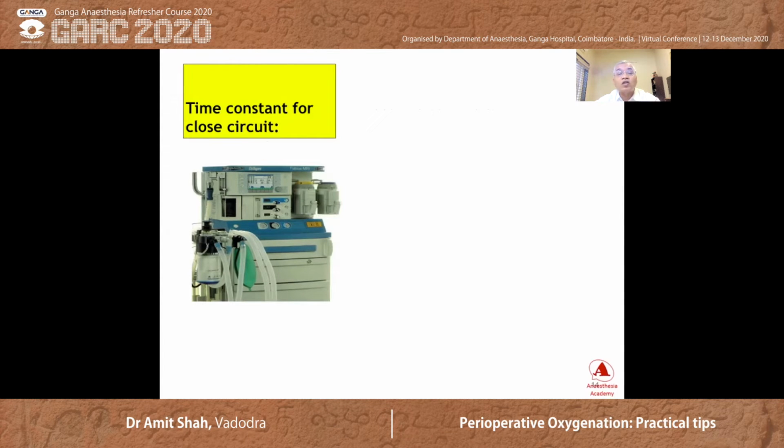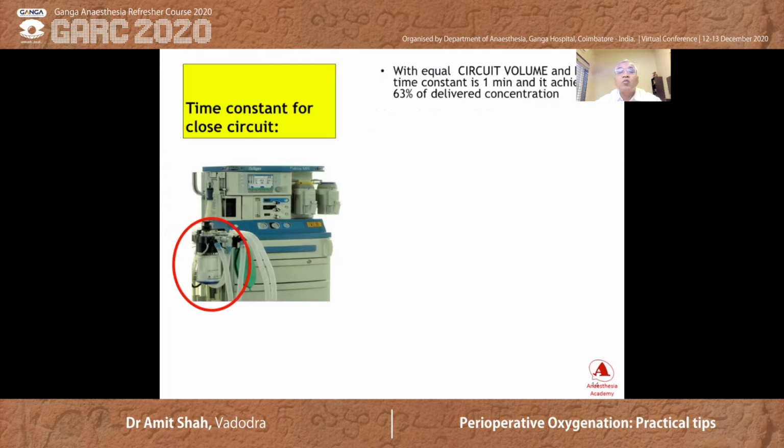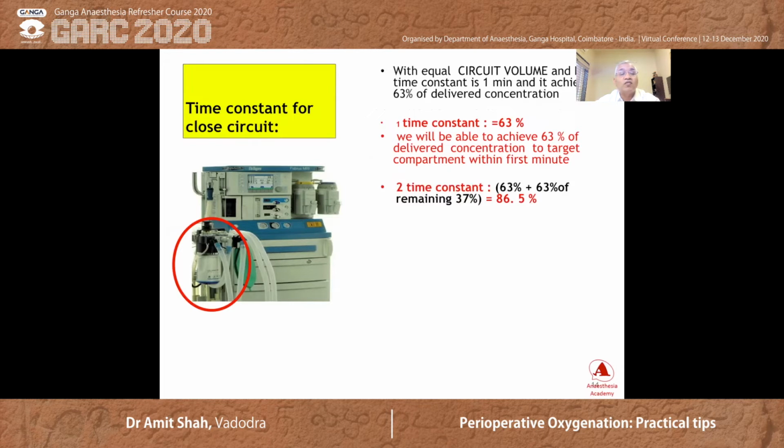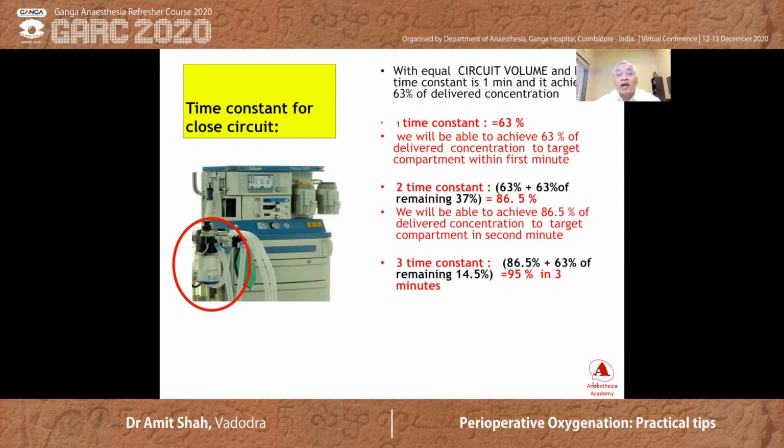So with this understanding, with equal circuit volume and equal flow, within 1 minute, 63% of the gas within the closed circuit will change. Within 2 minutes, that is two time constants, 86.5% will change, that is 63% of the remaining 37%. Within three time constants, that is 3 minutes, 95% of the change will happen. And to get 99.8% change, we require 6 time constants, that is 6 minutes in our consideration.